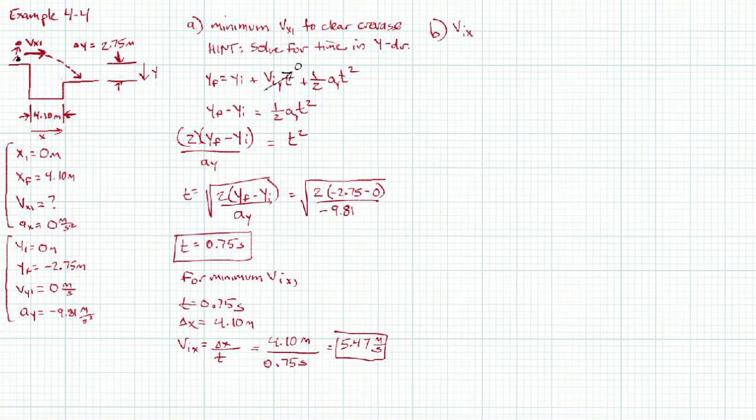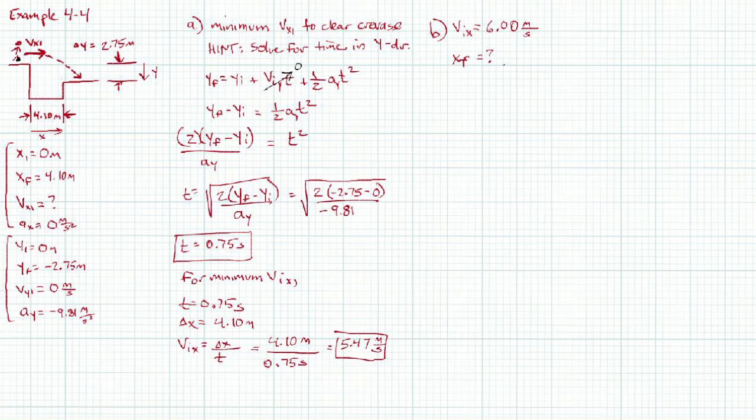Initial velocity in the x direction. It's giving us a velocity now. That's 6.0 meters per second. It asks us, where does the climber land? X final. That's what we want to find out. X initial is 0, so where does the climber actually land?